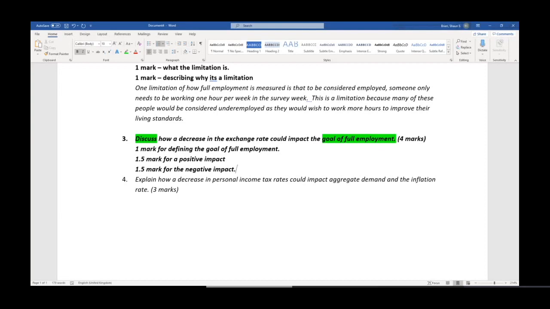What people would miss is the negative impact, where we look at it from the aggregate supply side. So I'm going to put that in here too. The positive impact is the AD side, and the negative impact is the AS side.